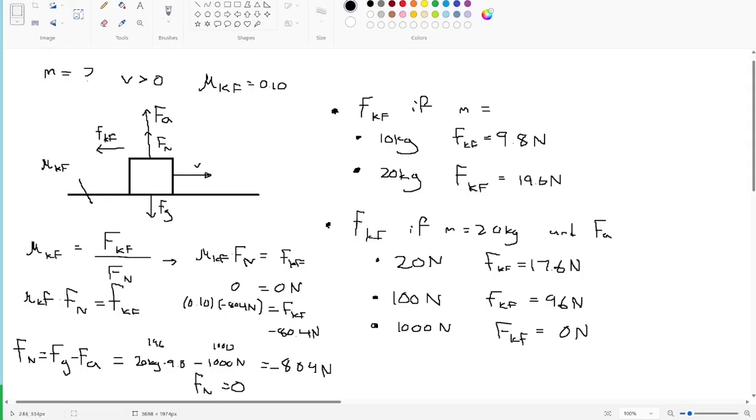If you don't understand that, click on the left arrow key about 4 or 5 times and listen to what I said again until it makes sense. Hopefully it'll make sense by then, because this is just understanding what normal force is and how that affects the force of kinetic friction.